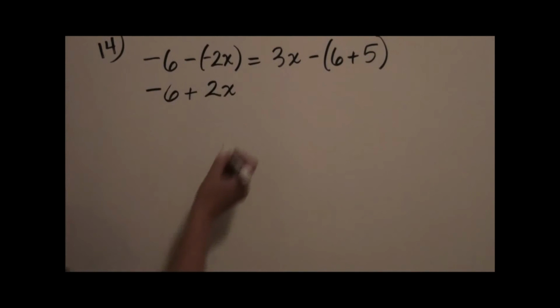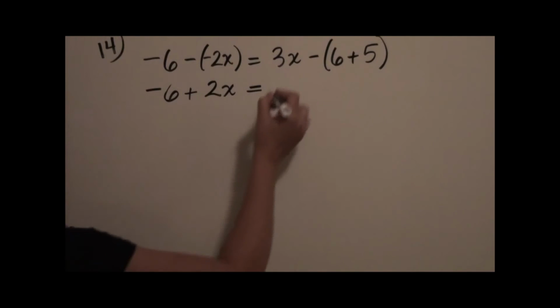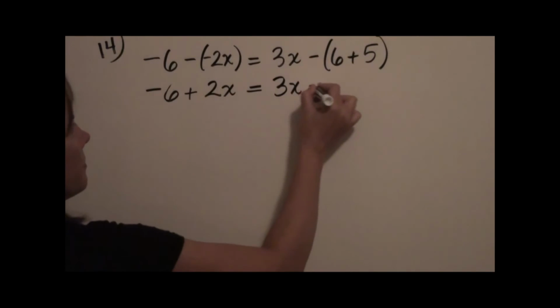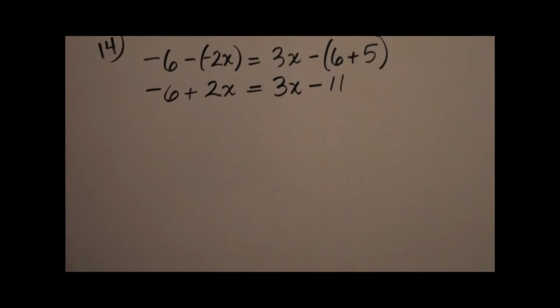On the right side, we've got parentheses. We've got a negative on the outside of the parentheses, but look on the inside. We've got 6 plus 5. We don't really need to distribute, we just need to add 6 plus 5. So we say 3x minus 11, because order of operations tells us do what's in parentheses first. That's just two numbers, so we can combine those.